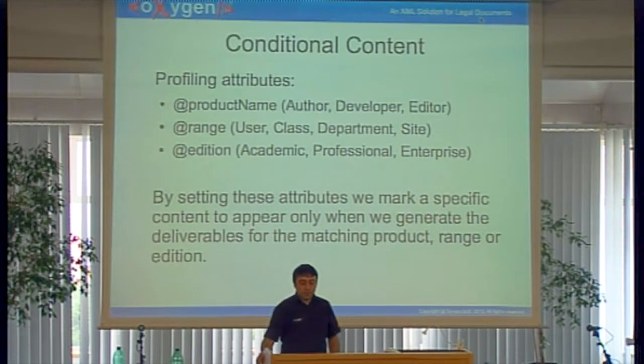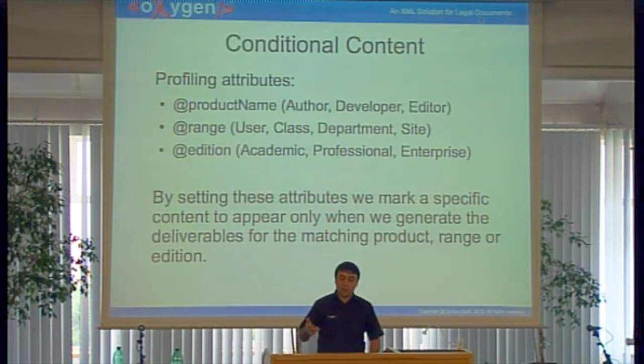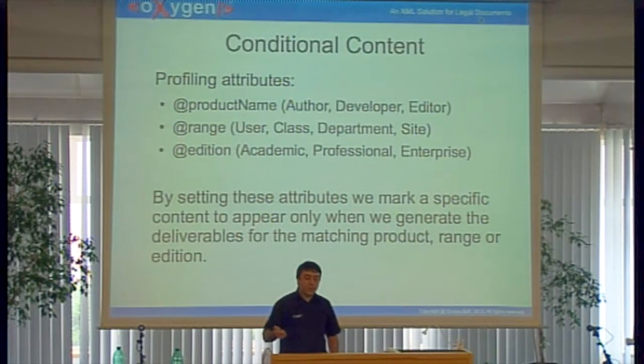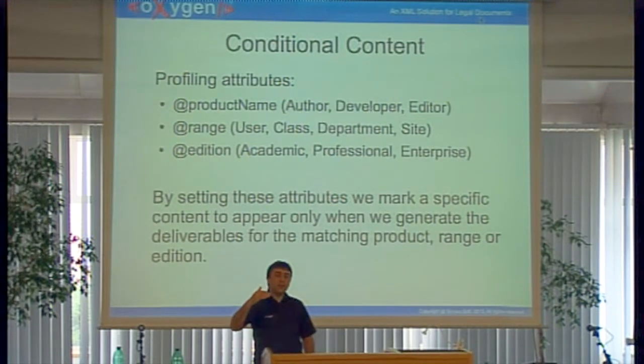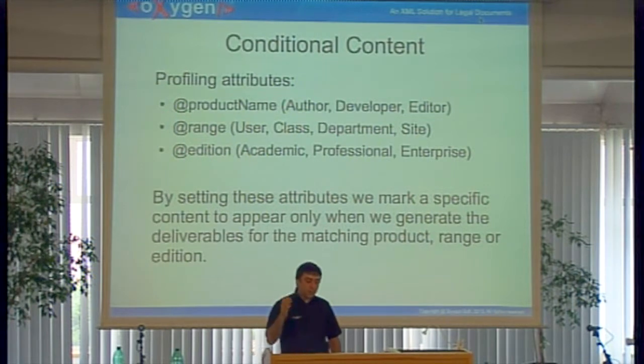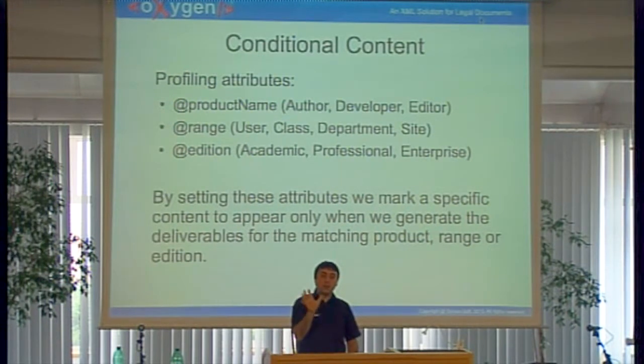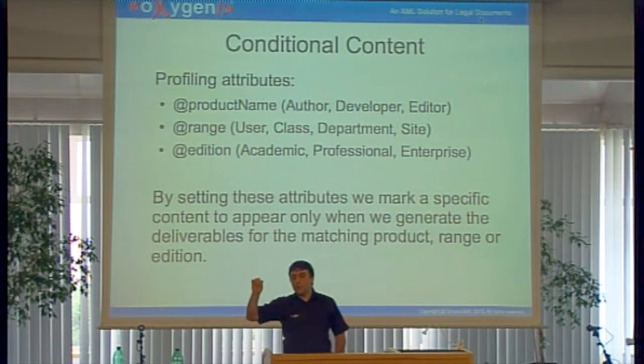So for conditional content, as we have different products, different editions, and different ranges that we address, we added 3 attributes in the schema. That one is product name, range, that can be user, classroom, departmental, site, and edition, which is the license type: academic, professional, enterprise. And by setting such an attribute on an element, we specify, for instance, if you set edition equals academic on a section, then that section will go only if the deliverable matches the academic edition.